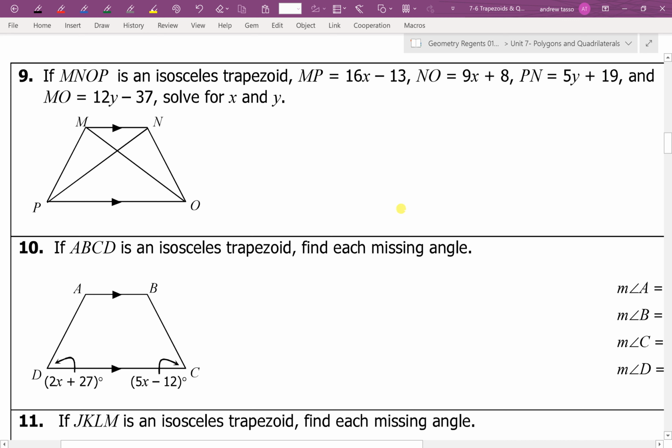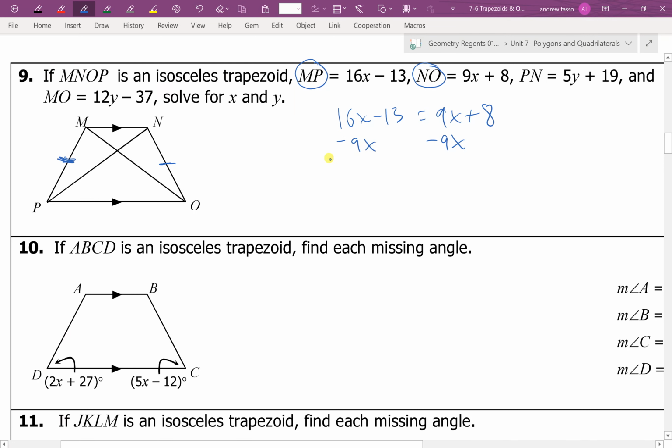All right, so here we have some problems involving algebra, and starting with, let's see, MP. So right away we know this is an isosceles trapezoid, so MP and NO are going to be equal. We have an expression for MP and also NO. So the idea is let's set these expressions equal to each other.